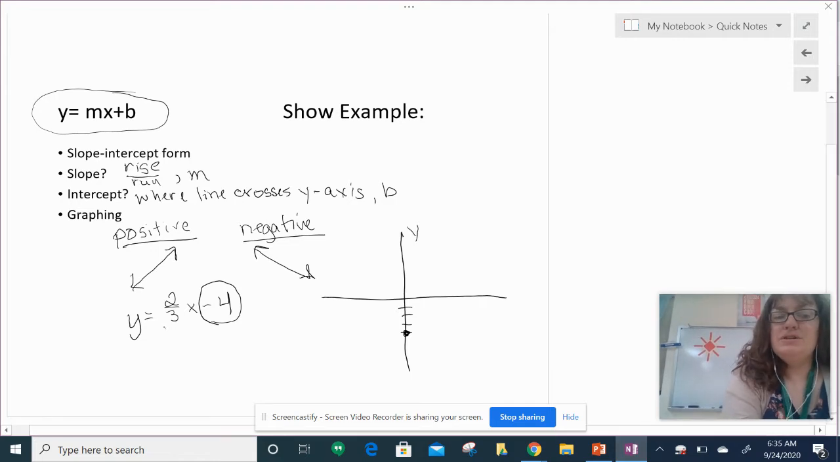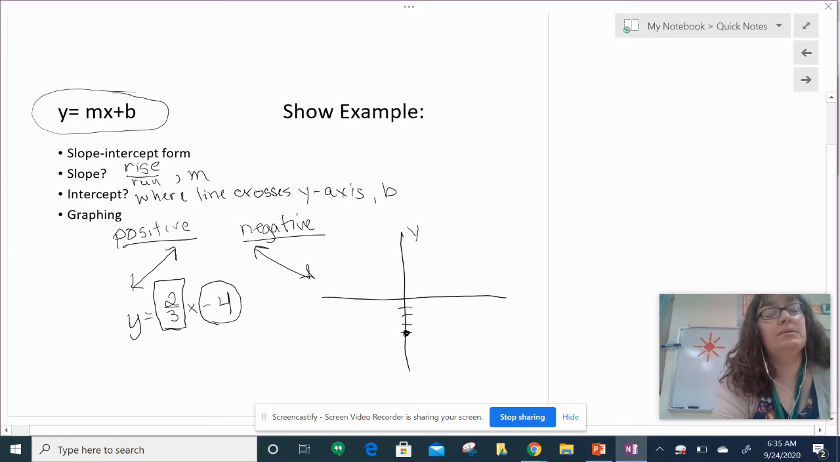Then I come over to the slope, and remember the top number tells me how much to rise, the bottom number tells me how much to run. So because everything is positive, I'm going to go from my point at -4, I'm going to rise 2, and run or go to the right 3. And then once I have those 2 points, I can do it multiple times if I want, or 2 points is enough for me to draw a line.